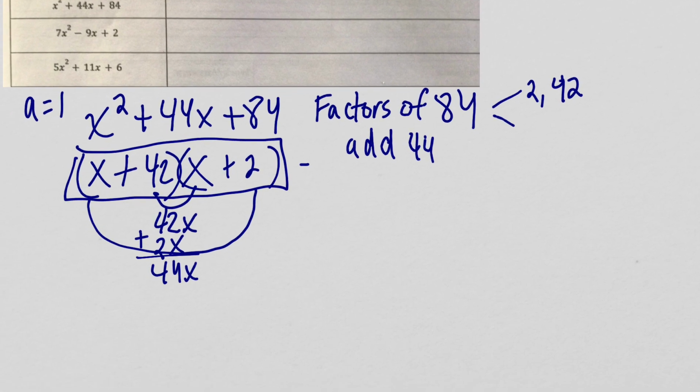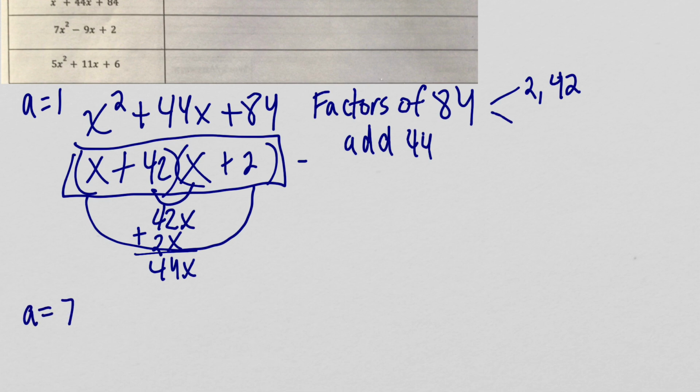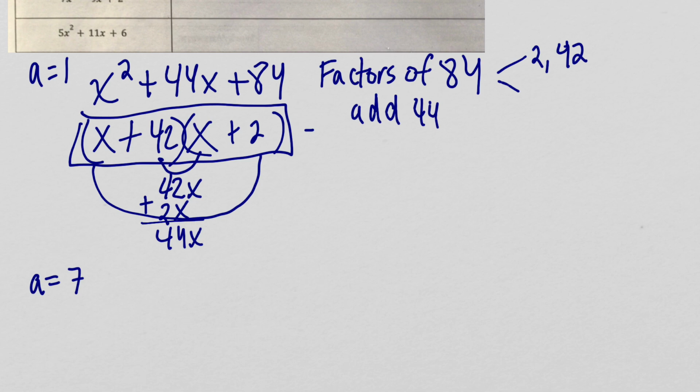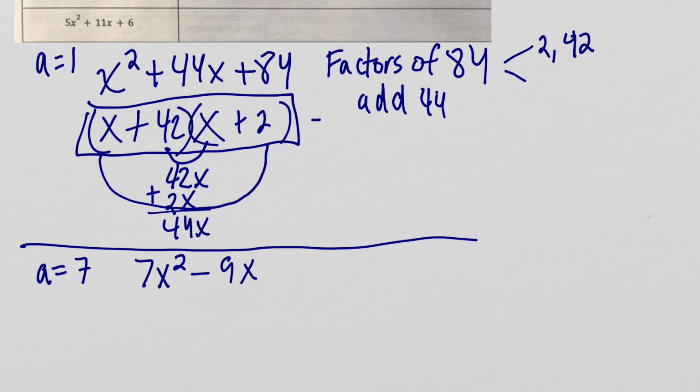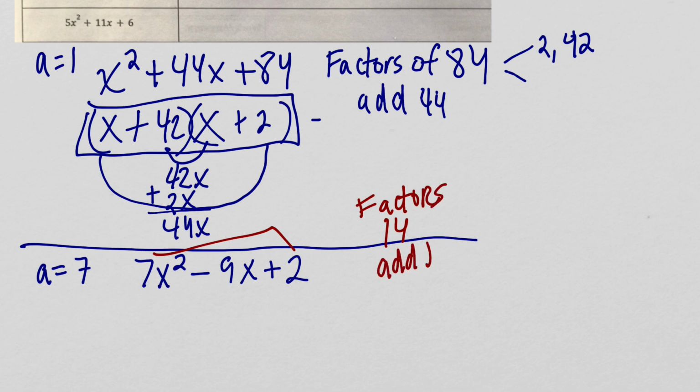Now, the second one there is different because my a is 7. It's greater than 1, so it's a little different of a process. That's that slide and divide method that we did in class. So I'm going to write it down, 7x squared minus 9x plus 2. What's different about this is I have to find factors of 7 times 2. So I'm finding factors of 14 that add to negative 9. So both have to be the same sign. It's going to be negative 7 times negative 2. That will give me negative 9 when I add.